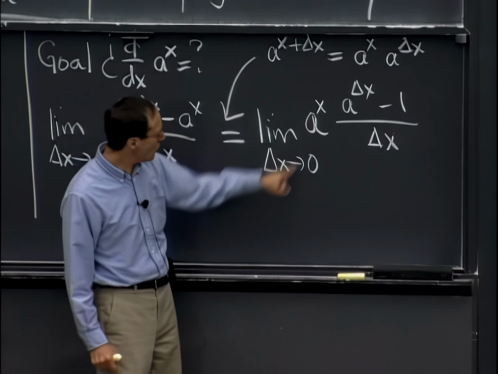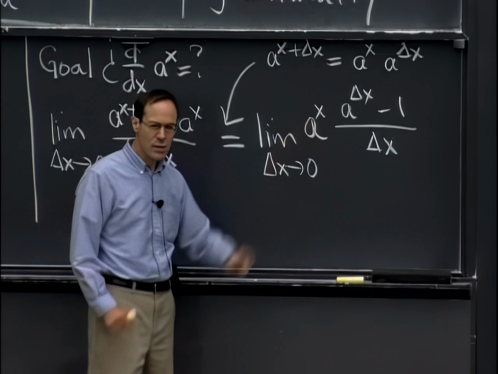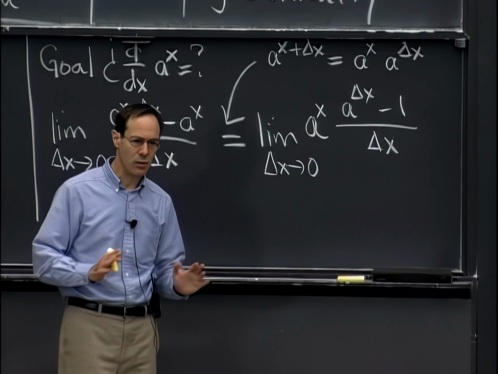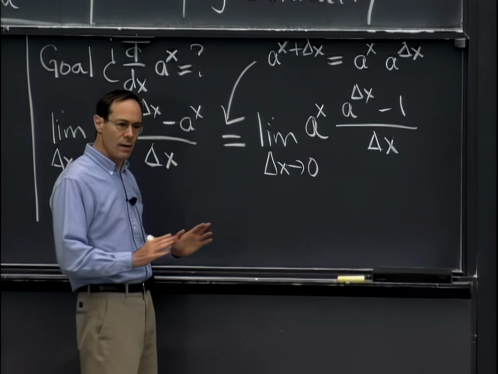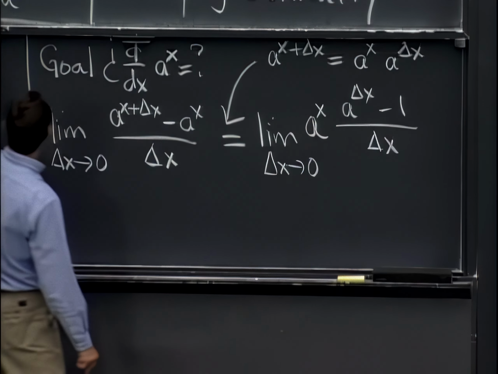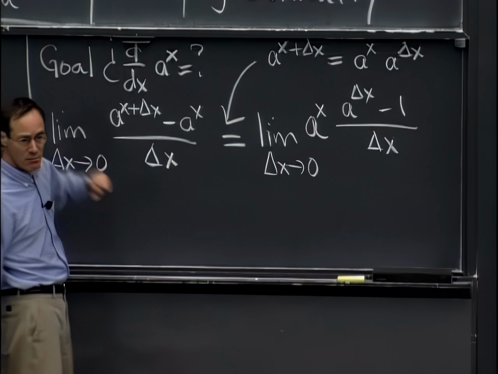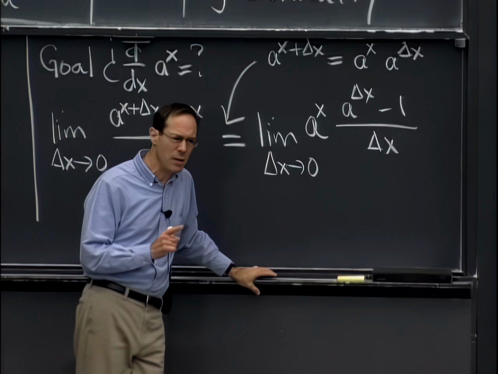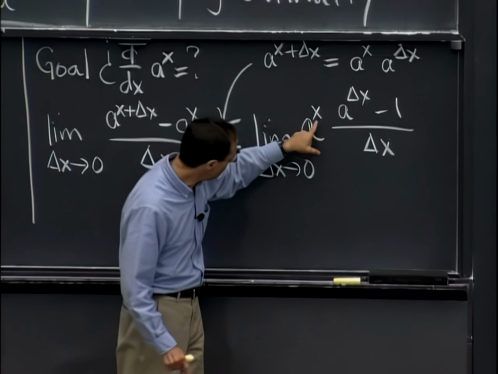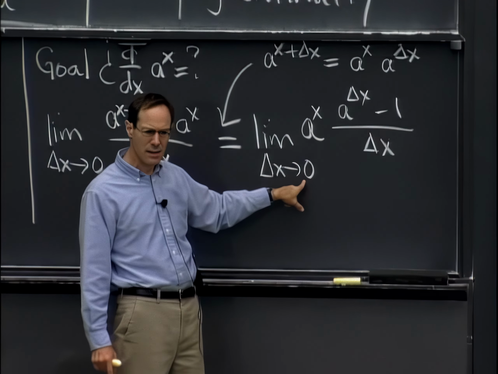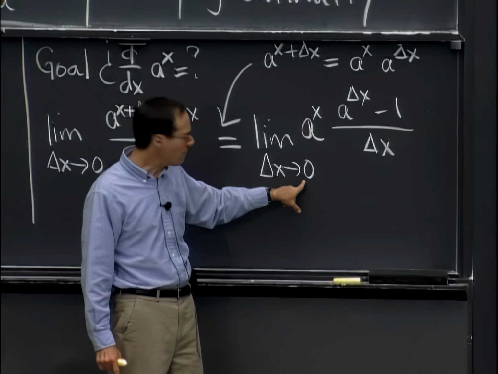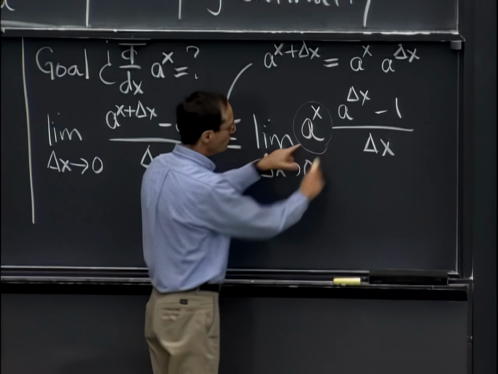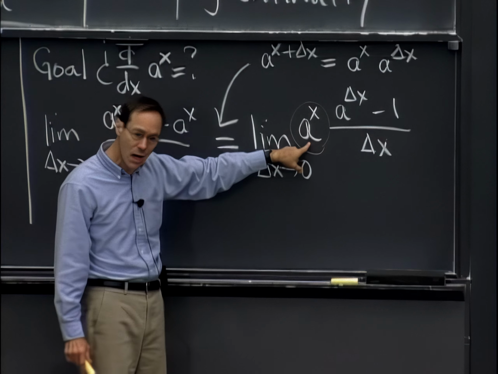The next thing I want to point out to you is that you're used to thinking of x as being the variable, and indeed, already we were discussing x as being the variable and a as being fixed. But for the purposes of this limit, there's a different variable that's moving. x is fixed, and delta x is the thing that's moving. So that means that this factor here, which is a common factor, is constant.